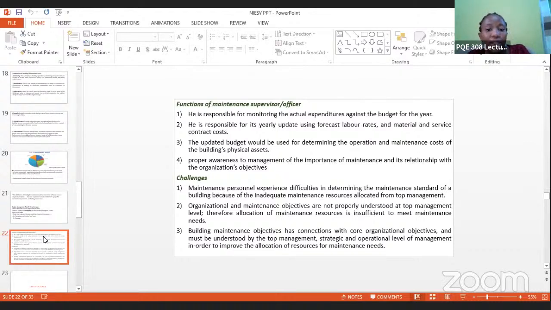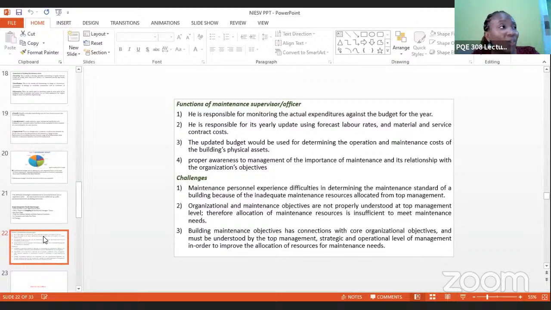Then most times, especially if you are not working in an engineering-based office, you are the maintenance officer, and your boss up there might not really have studied anything on maintenance. So by the time you are telling him, sir, we need this this year, he might not even understand what you are saying. So you have to give proper awareness to management of the importance of maintenance. By the time you tell them you want to do maintenance, they might be telling you, what do we really need this for?